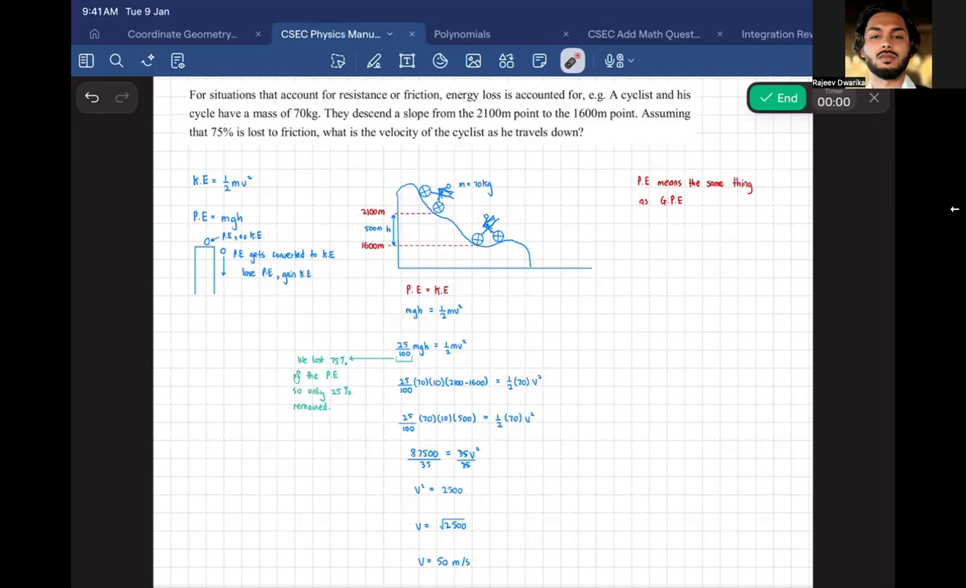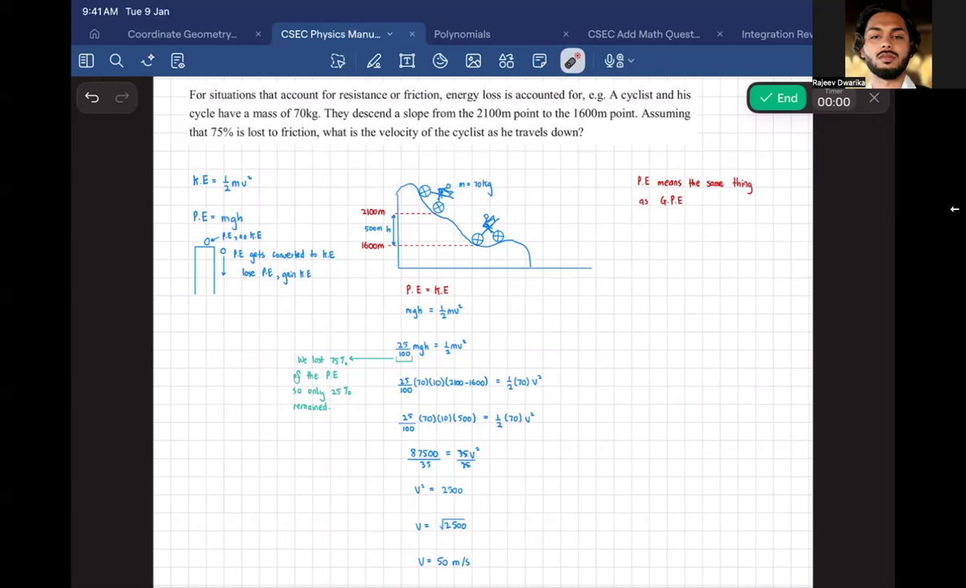You're probably wondering why I put 25 over 100 and multiplied by that. Well, they're saying assume 75% is lost to friction. If 75 is lost to friction, what percent remains? 25. Exactly, and 25% is 25 over 100. So that's why I wrote 25 over 100 by mass by gravity by height. The mass in this case is 70. Gravity we call 10 because we're on Earth. And the height would be 500 meters because that's the height traversed.